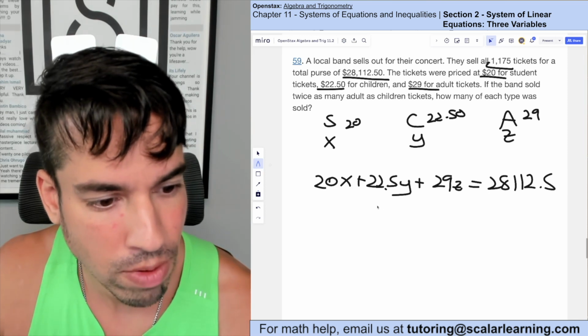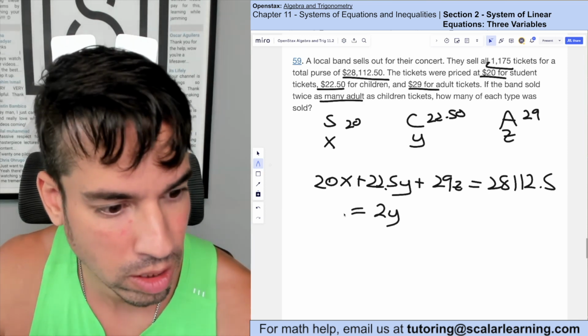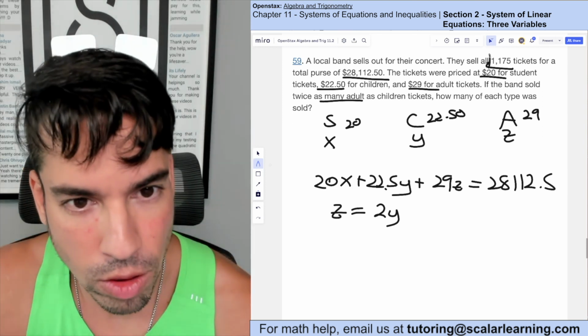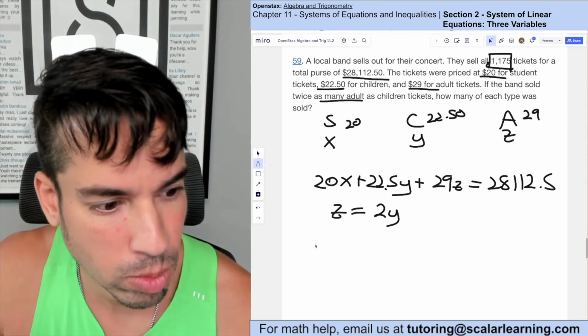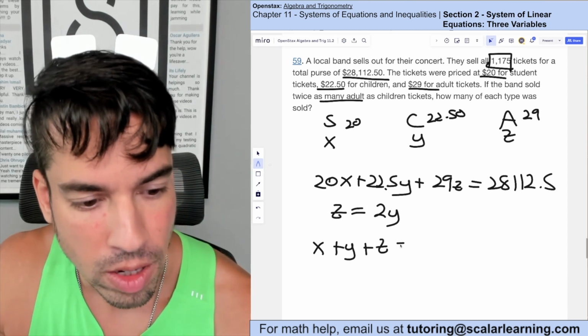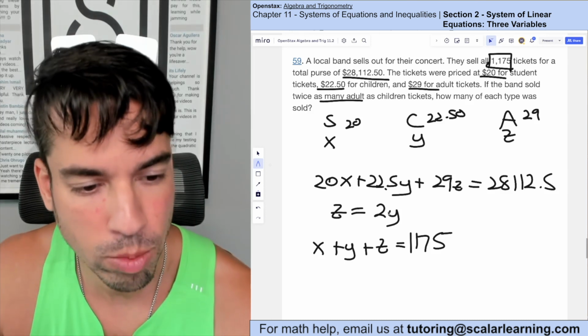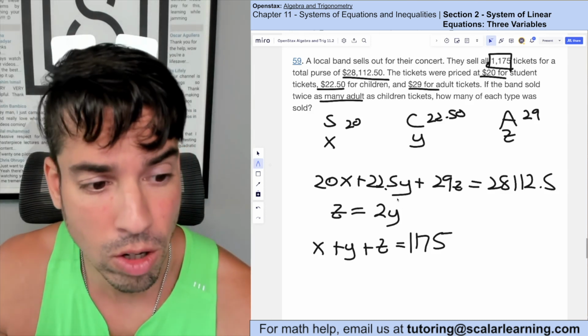And then it says the band sold twice as many adults as children. So that means if I multiply the children by 2, I get the number of adult tickets, which is Z. And then we also have a third equation with this amount. That's the total number of tickets, which is just straight up X plus Y plus Z equals 1175. Now we have a triple system, 3 variables, 3 equations. We've got enough to go. Let's do it.